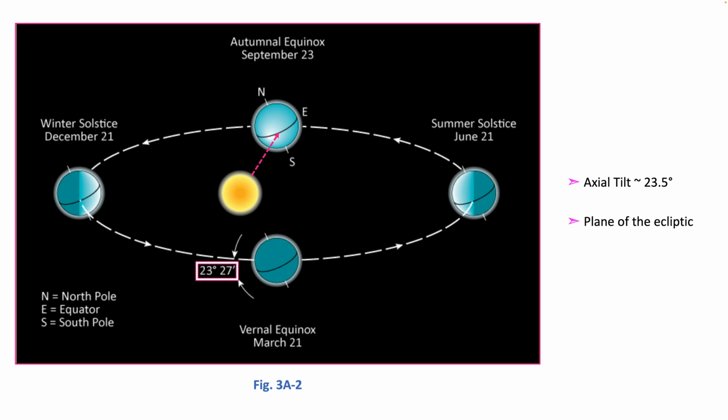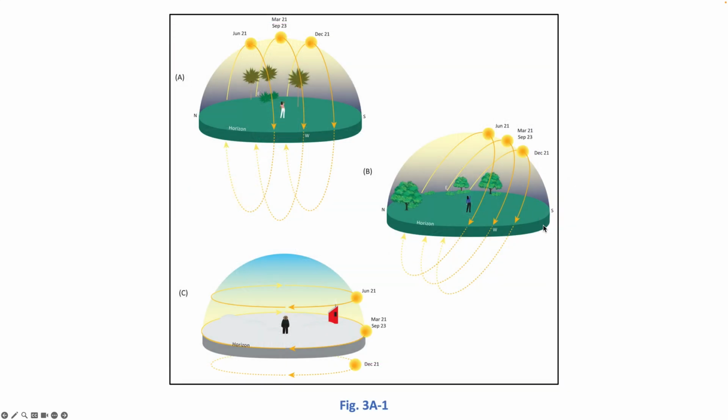Now, as the Earth traces this ellipse and goes through its seasonal cycle in the course of a year, this is also going to have an impact on both the angle of the sun in the sky as well as the daylight period. And that's going to take me backwards in our investigation to figure 3A1.